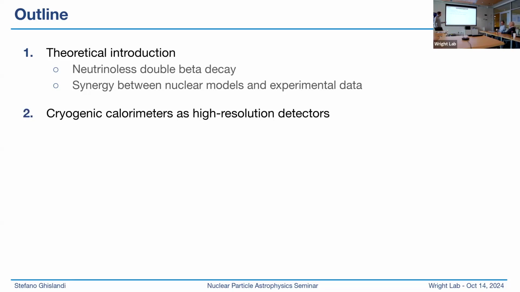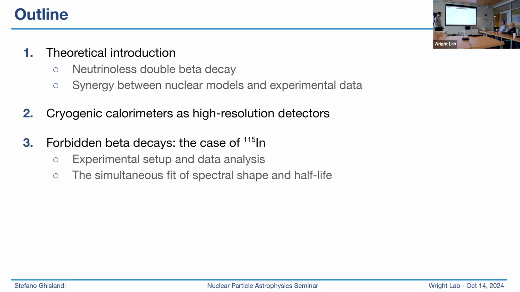In order to take this new, let's say, high precision experimental data, we need a suitable detector. And I will show you that among the many that are there, one of the possible suitable detectors to do this is a cryogenic calorimeter. And then I will show you two measurements that I performed during my PhD about this experimental data.